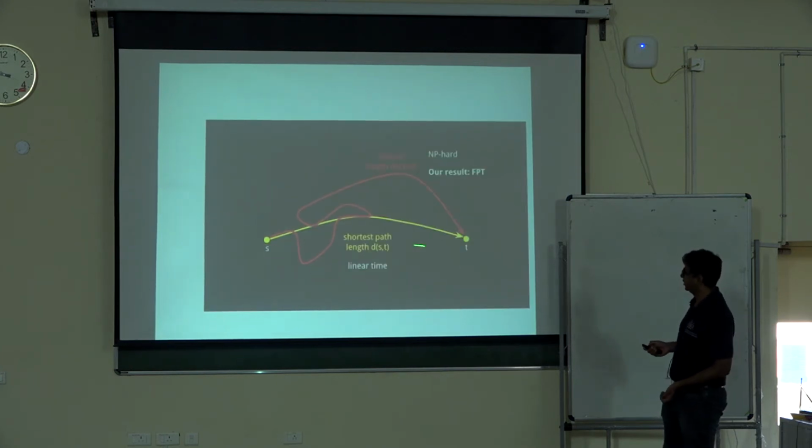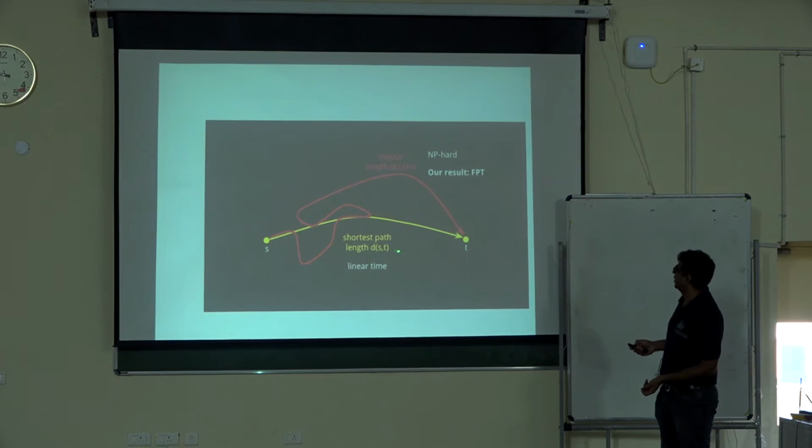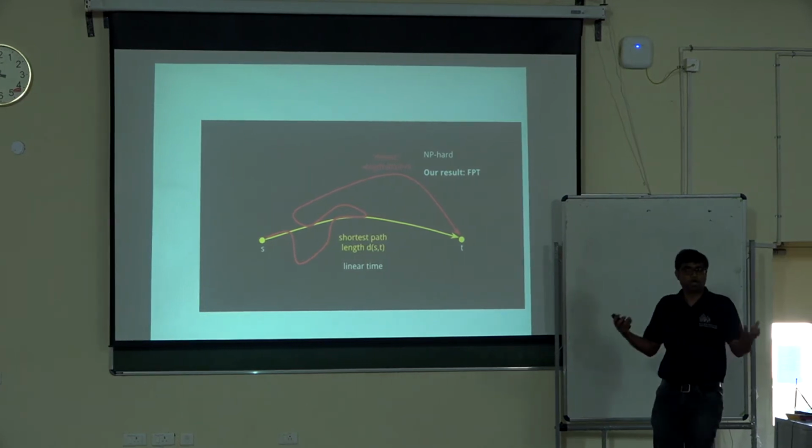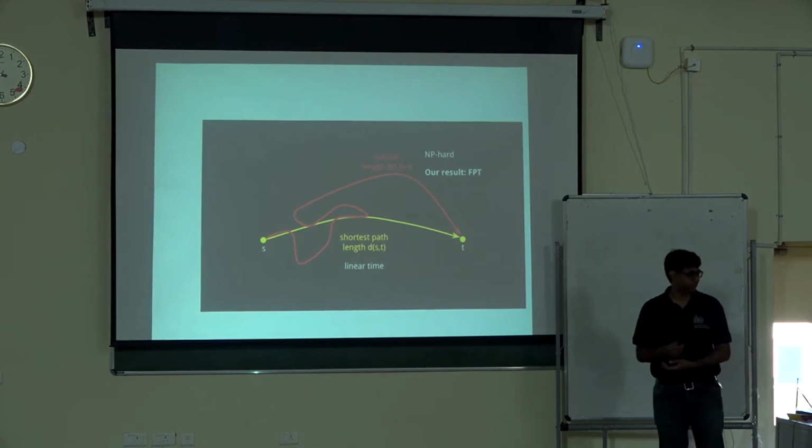So you are given an instance, and you are asking, is there a shortest path of length DST? There is already the shortest path of length DST, and they are asking, is there a detour, or a path of length shortest path plus k? And they showed this problem is in FPT. Okay?